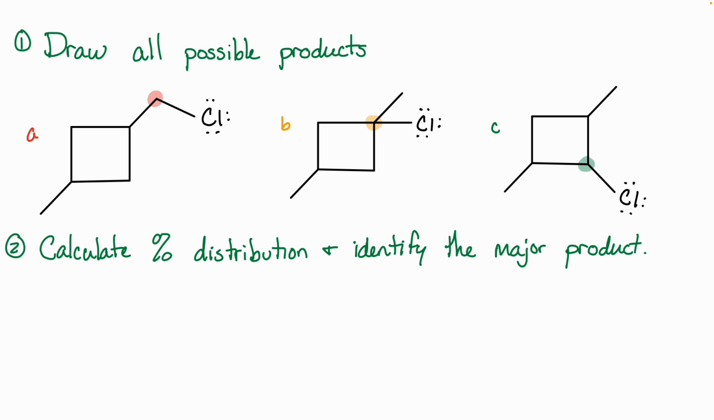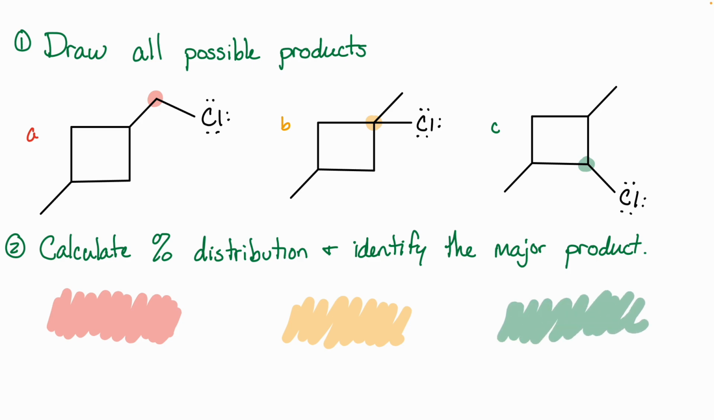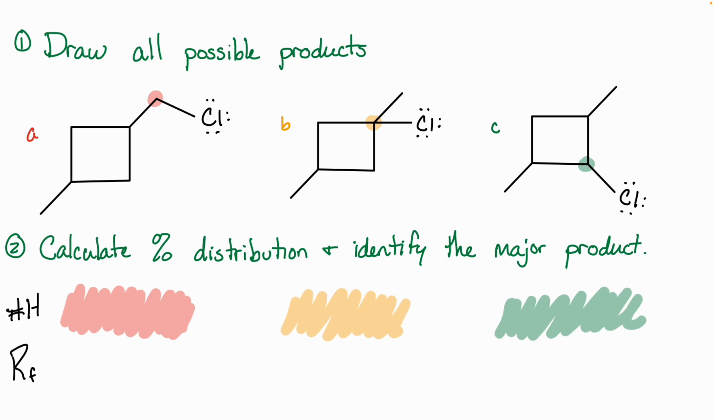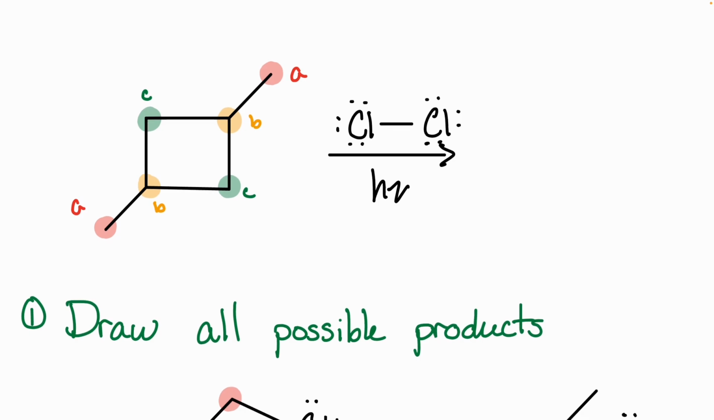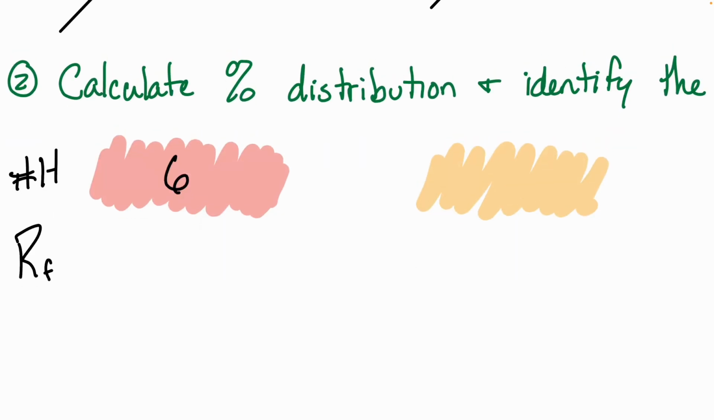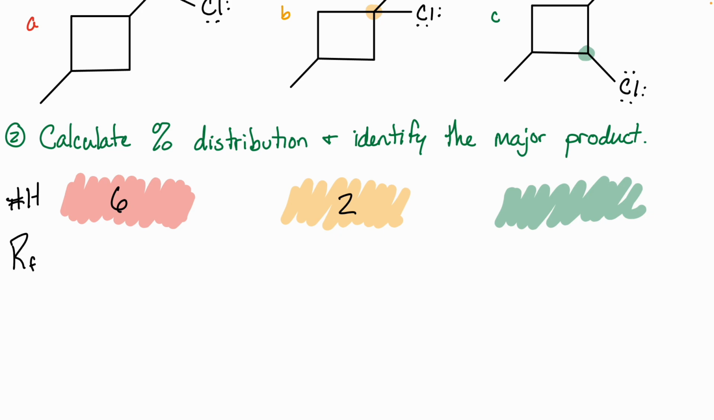Okay, so now I need to do my calculations here. Again, I'm going to do my red group, my orange group, and my green group, or A, B, and C. And for each one, I need the number of hydrogens and then that reactivity factor. Okay, and again, I'm not looking at my products, I'm looking at my original substrate, and I'm asking how many hydrogens are in group A. How many hydrogens? Six. What about group B? Two. There's only two, and then C? Four. Okay, so six, two, and four for our number of hydrogens.